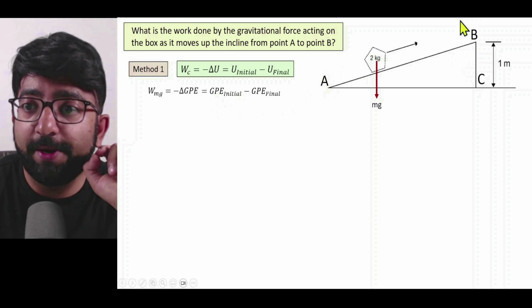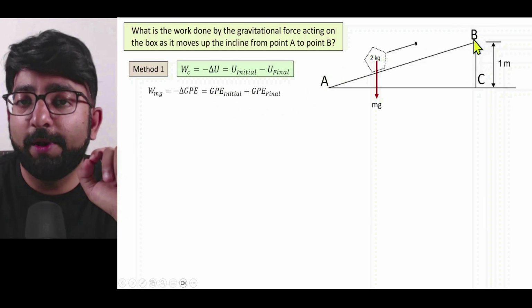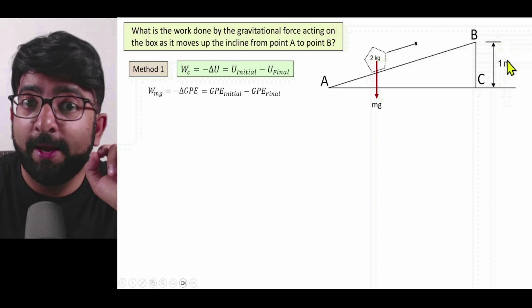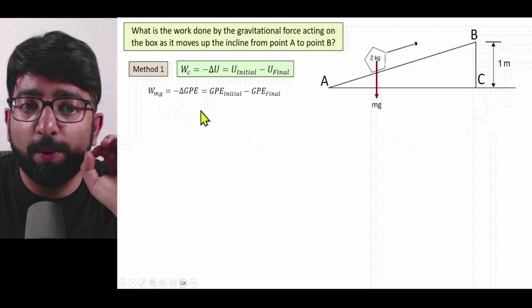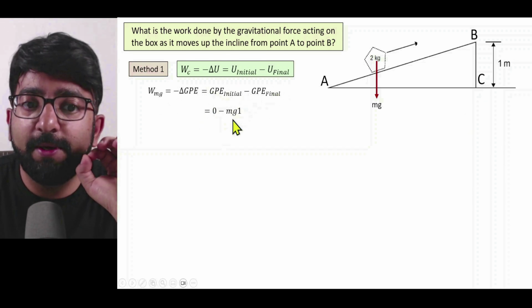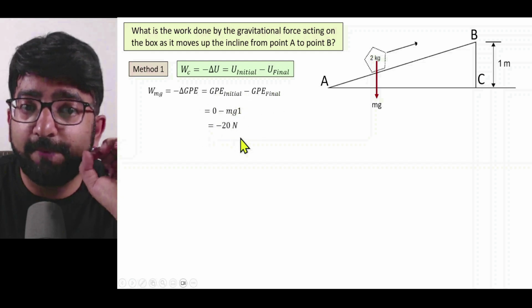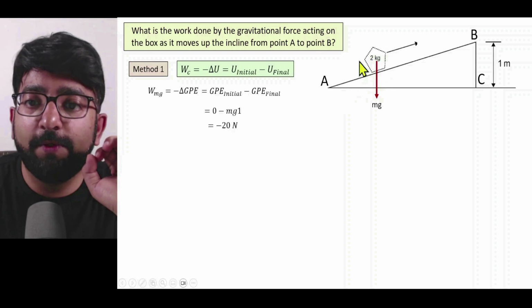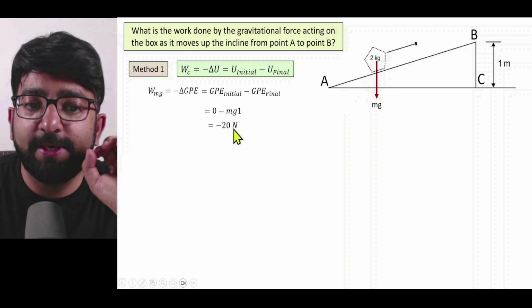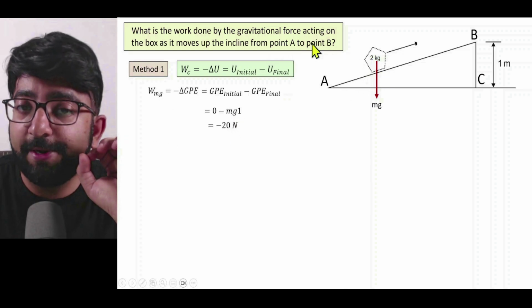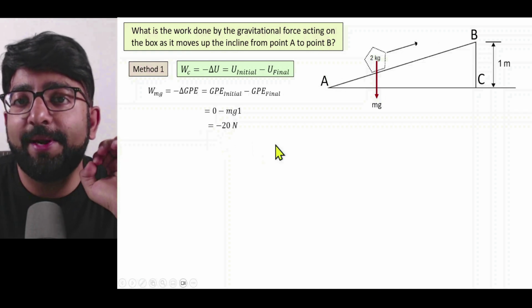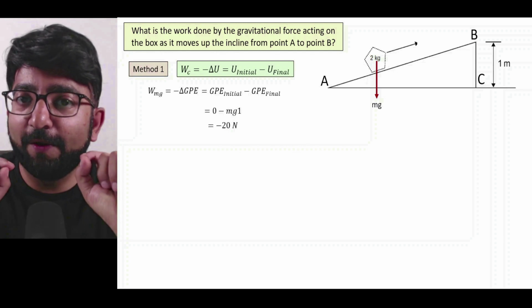And finally, the box reaches point B. There, for the formula for GPE we can use mgh, where the height is 1 meter, as you can see in the diagram. So over here, we will write: initial GPE is 0, final GPE is mg into 1. And if we simplify this, we will get negative 20 as the answer, because the mass of the object is 2 and g is 10. So the work done by the gravitational force as it is going from A to B will be negative 20 newtons. So this is the first way of solving this.